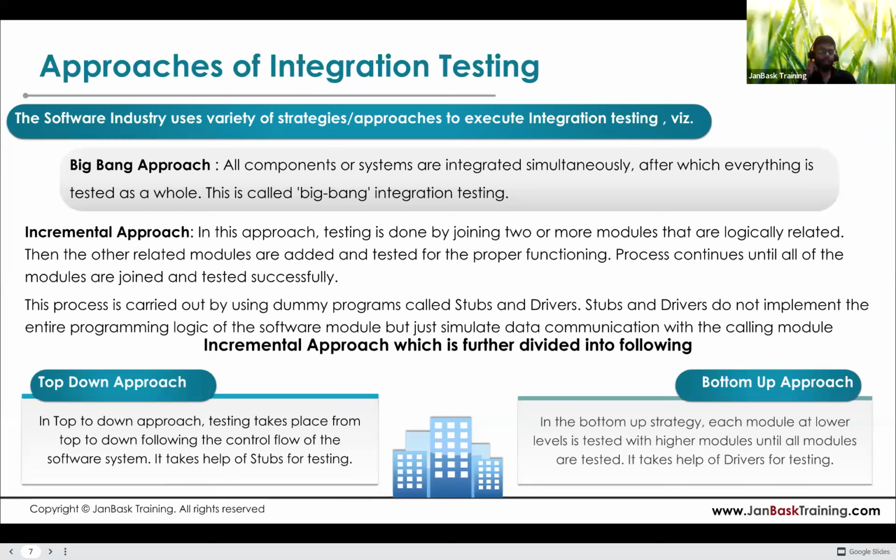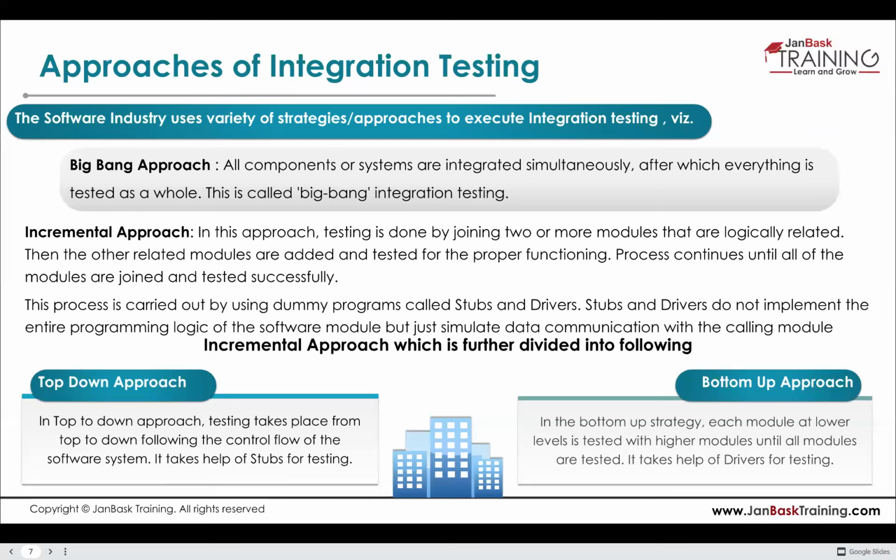The top down integration testing approach will integrate module 1 with modules 2, 3, 4 and 5. We'll start with the top level module, the higher level module, and start integrating it with the lower level modules. First module 1 will get developed, then modules 2, 3, 4, 5 will get developed. Suppose modules 2 and 3 are ready, we'll integrate module 1 with modules 2 and 3, and test that.